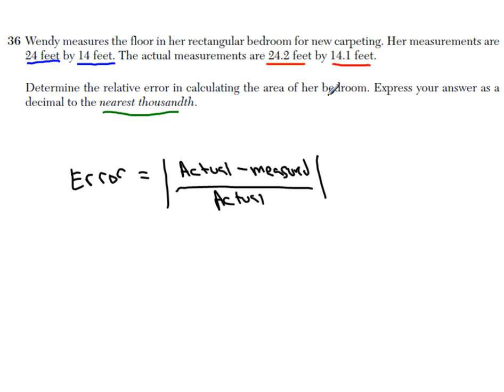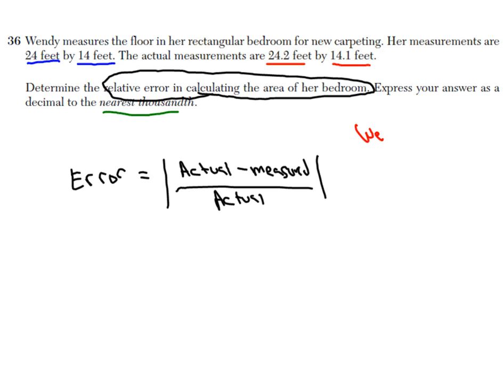So since we're looking for the relative error in calculating the area of her bedroom, that's important. We have to calculate the areas. So Wendy's area, let me use blue for that since I used blue for her measurements earlier. Wendy's area is going to be 24 times 14, and 24 times 14 is 336.